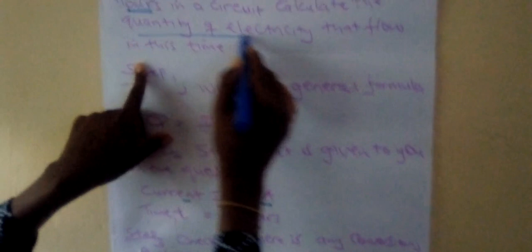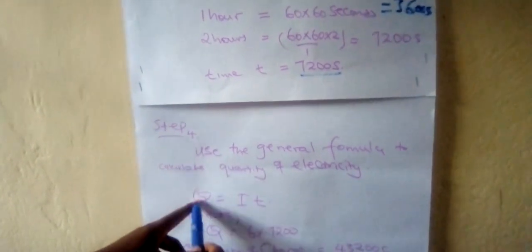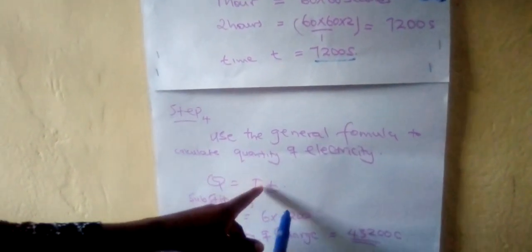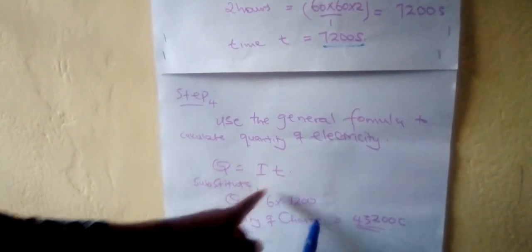Step 4, we have to calculate now the quantity. Remember the question was: calculate the quantity of electricity that flows. So it means now we have to get the quantity. Use our general formula. Quantity of electricity is equal to current times time.